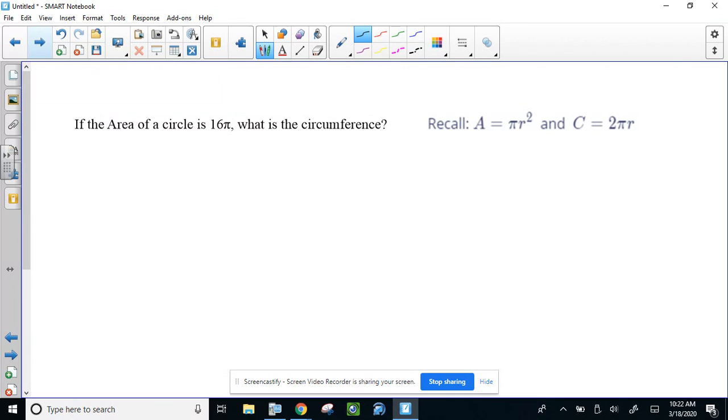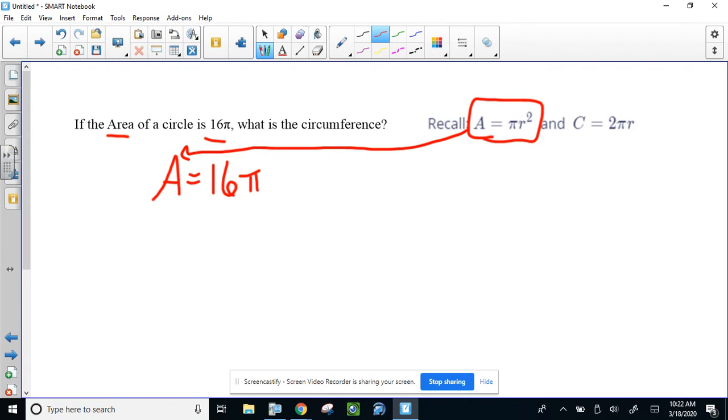Last one I have for us. Now we're basically doing the other way around. It says the area of the circle is 16 pi. So we have the area, and we're going to use our area formula to start with. Instead of A, we plug in pi r squared equals 16 pi.